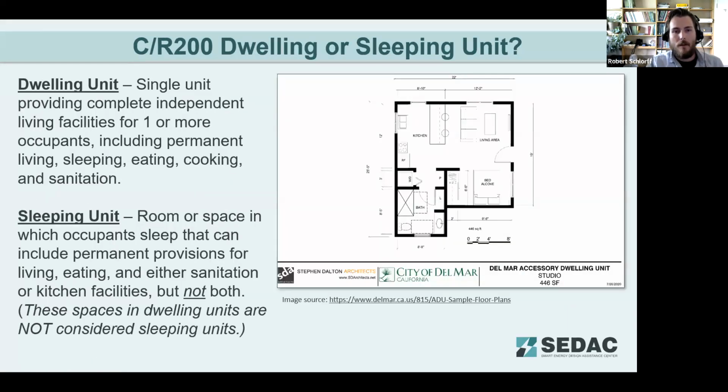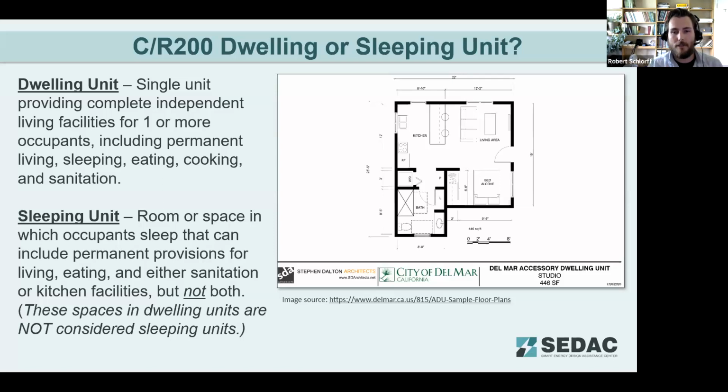Moving on here, so dwelling or sleeping units. So these definitions are contained within the code, and our point in bringing these up here is to show that these two things are very, very similar, but they are distinct and different and have distinct and different requirements within the code. So a dwelling unit is a single unit providing complete independent living facilities for 1 or more occupants, including permanent living, sleeping, eating, cooking, and sanitation.